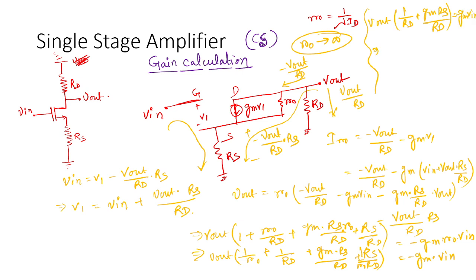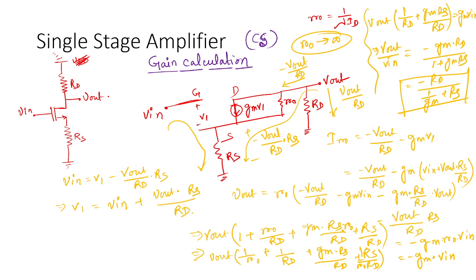So our gain Vout by Vin is equal to minus gm RD by 1 plus gm RS. Now in the numerator and denominator, if you take gm common, it becomes RD by 1 by gm plus RS. So this is the formula, the gain of this structure, where we consider r0 tends to infinity.